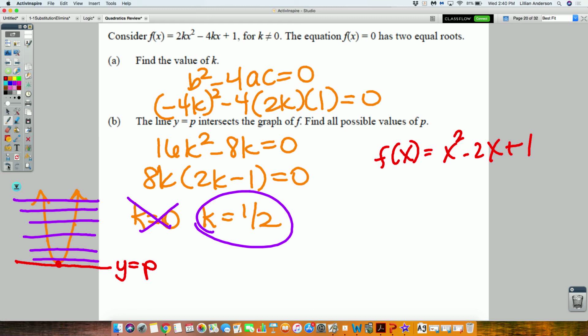Because I plug in 1/2 for k. So then the vertex of this is going to be what? Let's not complete the square. Let's do axis of symmetry. How do I define the axis of symmetry?